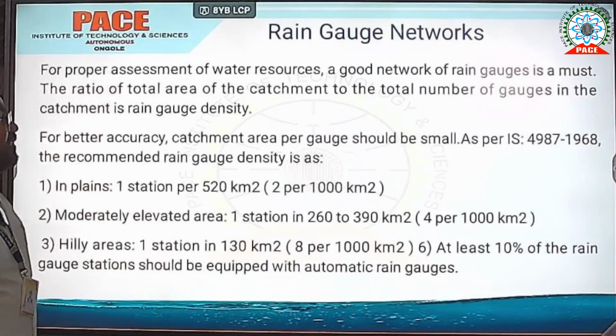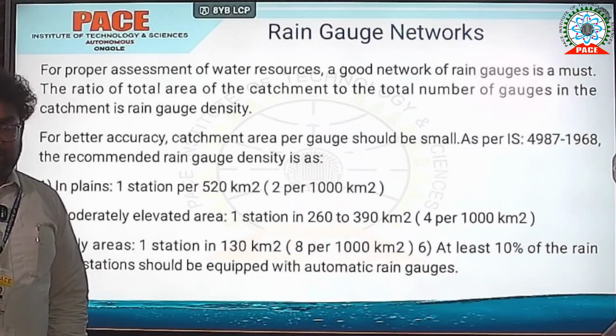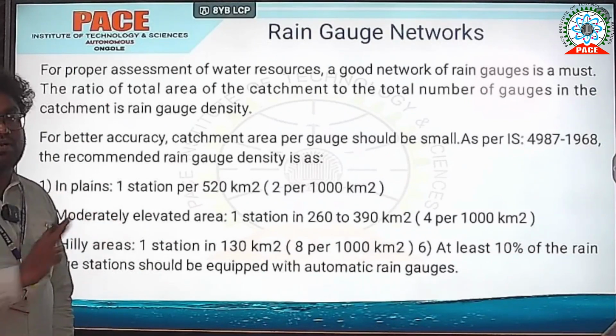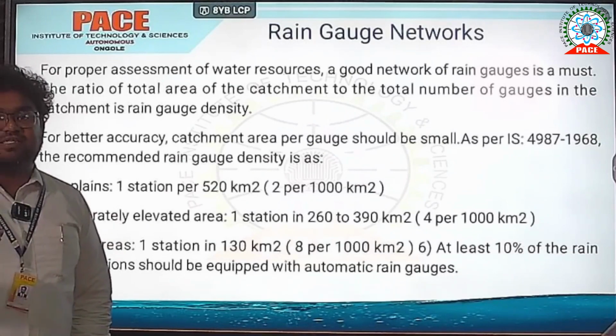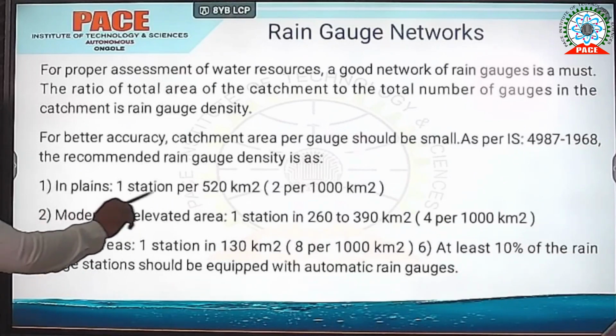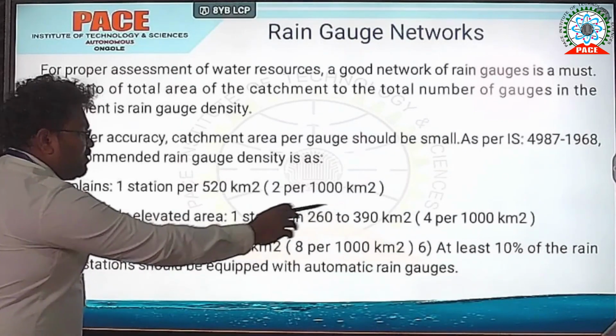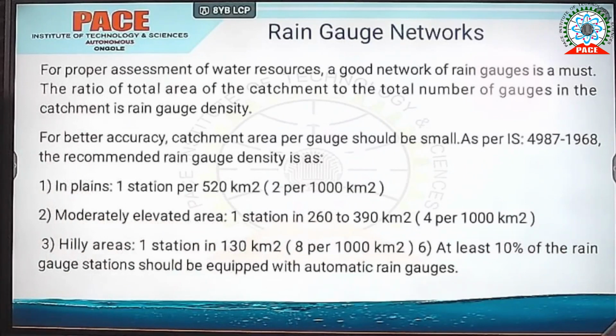Okay, if the number of rain gauge stations is not adequate, there will be a problem in noting down the rain gauge values. So as per Indian standard codes, these are the recommendations based on the type of area, for how many rain gauges should be set up. Coming to the plain area, one station for every 520 kilometer square area. Next, for moderately elevated area, one station in 260 to 390 kilometers, because as the elevation increases, there should be other stations to note that particular area.